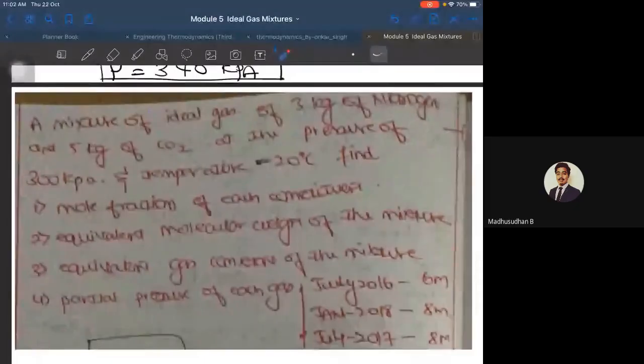The problem has 3 kg of nitrogen and 5 kg of carbon dioxide, very much easier than the previous one. He has given all the things, and he has asked us to calculate the mole fraction of each constituent, equivalent molecular weight, equivalent gas constant, and all.